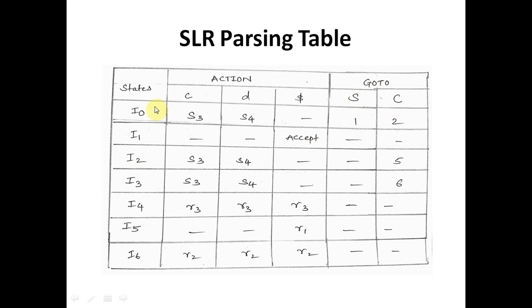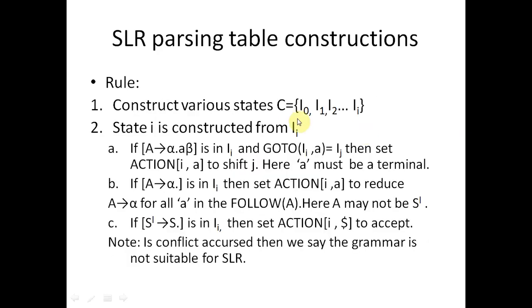So here basically three things are there. Either the symbol will be shifted onto the stack and it will make a transition, or it will perform reduction by using this reduction rule, or it will just make a transition from one state to another state. So three things are possible. The same thing is written in terms of rules. So we construct the various states that we have constructed, I0 to I6, 7 states we have.